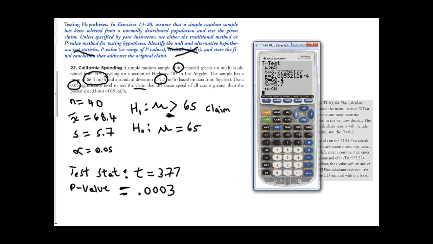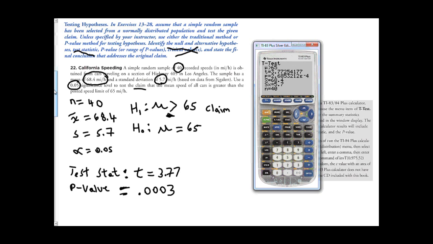Let's see if we've answered all the questions here. We were asked for the p-value, the null and alternative hypothesis, and the test statistic. I said we don't have to find a critical value. Now we want to state the final conclusion so that it addresses the original claim.